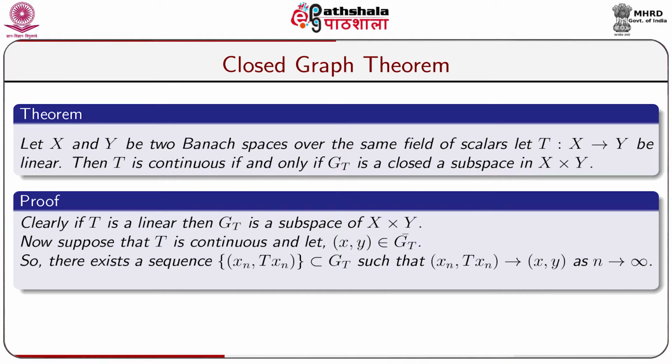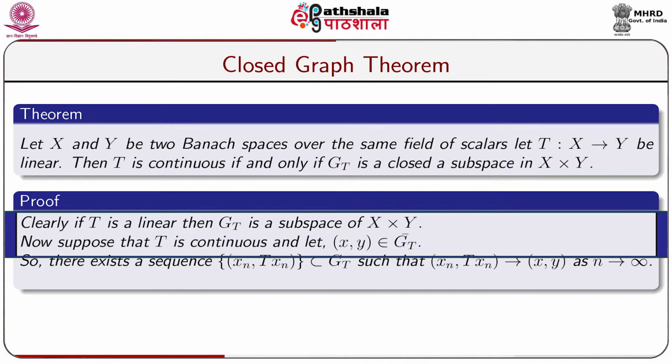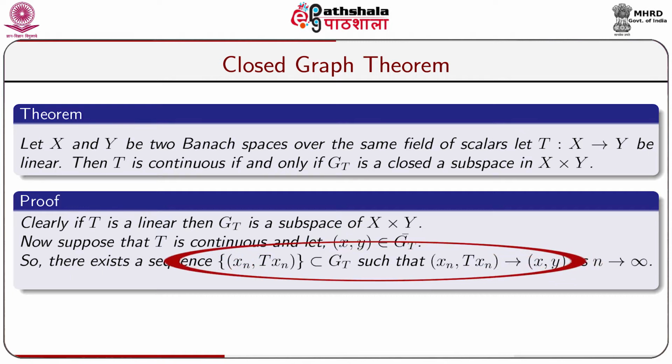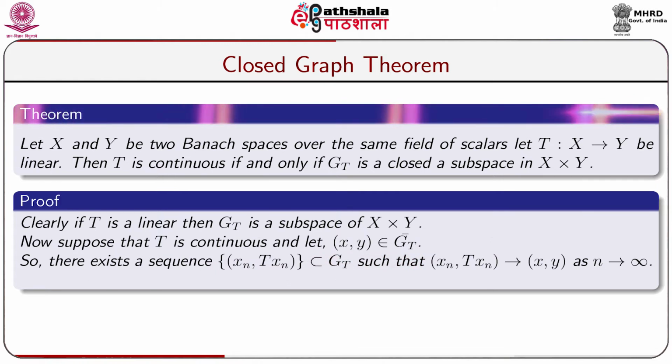The proof: clearly if T is linear, then GT is a subspace of X cross Y. Now suppose that T is continuous and let (x, y) belong to the closure of GT. So there exists a sequence (xn, Txn), which is again a subset of GT, that is the graph of T, such that (xn, Txn) goes to (x, y) as n tends to infinity.